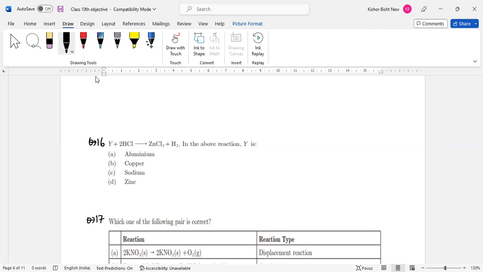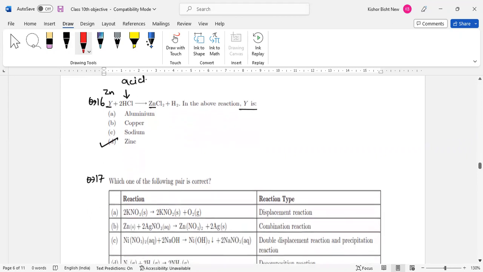See question number 16. A compound Y is given, and you need to find out which one is a metal. It reacts with HCl. HCl is an acid, and it forms ZnCl2 plus H2. Here we are directly getting ZnCl2, so in the above reaction, what will be Y? Z is not there on this side, so simply Zn. Zn means zinc, so option D is the answer. No need to hurry about this question. This is a simple one. Now come to the next one.